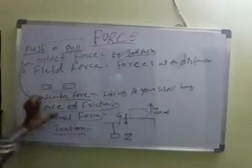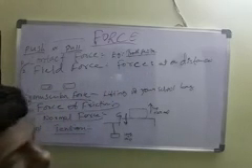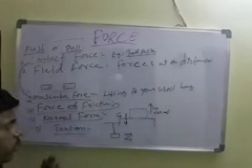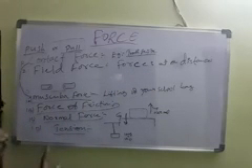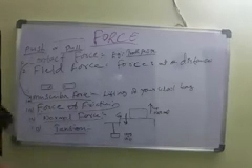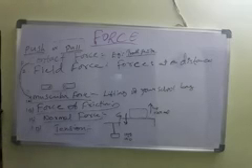Next one, force of friction. Friction is the resistance of an object. The force that comes through resistance is called the frictional force. Friction is the resistance to the movement of a body over the surface of another body, and that we call the frictional force.